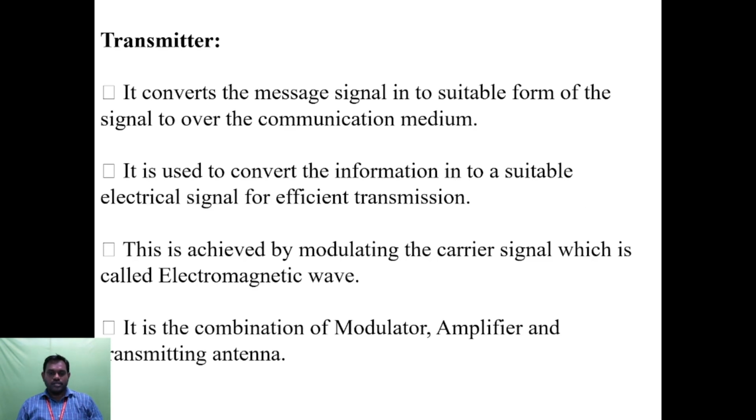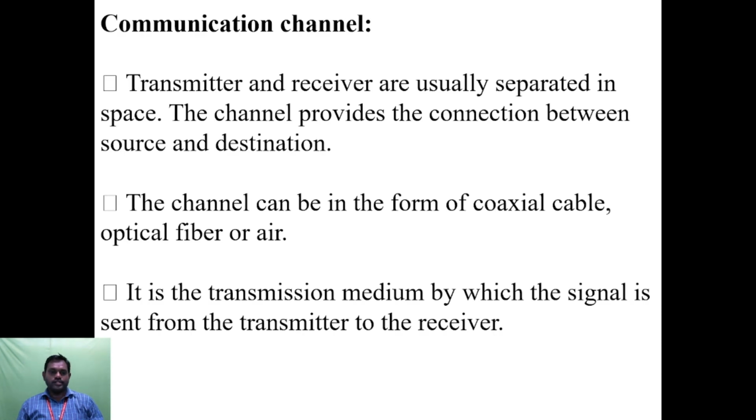Transmitter: it converts the message signal into a suitable form of signal to be sent over the communication medium. It is used to convert the information into a suitable electrical signal for efficient transmission. This is achieved by modulating the carrier signal, which is an electromagnetic wave or radio frequency wave. It is the combination of a modulator, amplifier and a transmitting antenna. These are the blocks contained in the transmitter. The input from the information source is given to the transmitter block. The output of the transmitter block is given to the communication channel with noise.